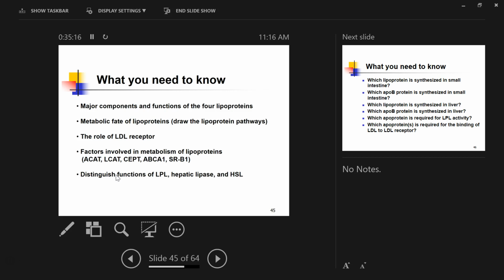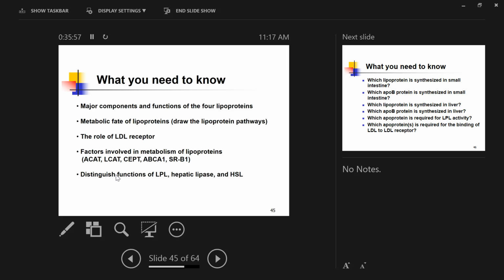And what is the role of the LDL receptor? This is also important, right? What is the role of the LDL receptor? If some people do not have enough LDL receptor on the surface, what will happen to the LDL concentration or levels in the circulation? Will increase, right? So again, as I mentioned, the receptor number is a key that controls the levels of LDL cholesterol, right?